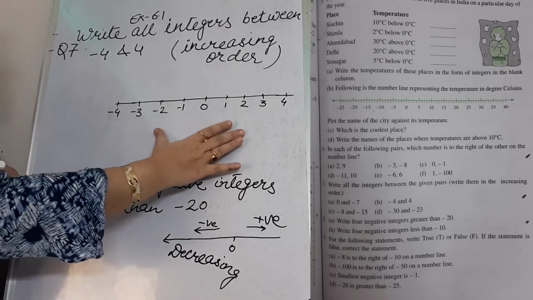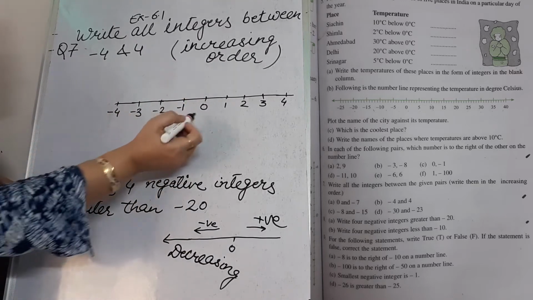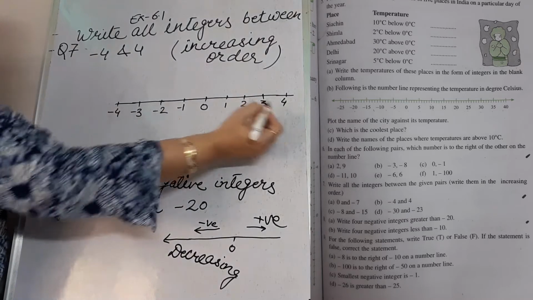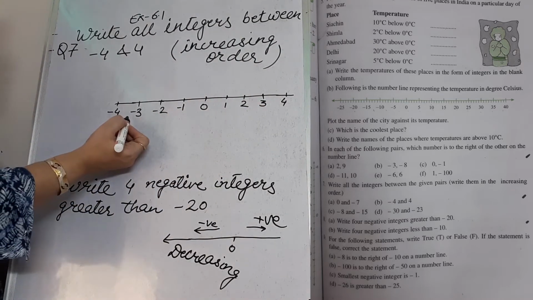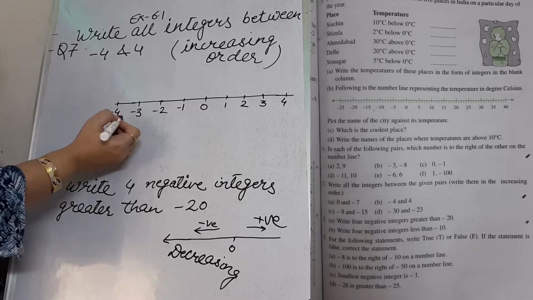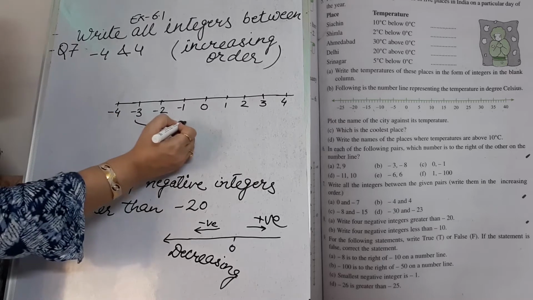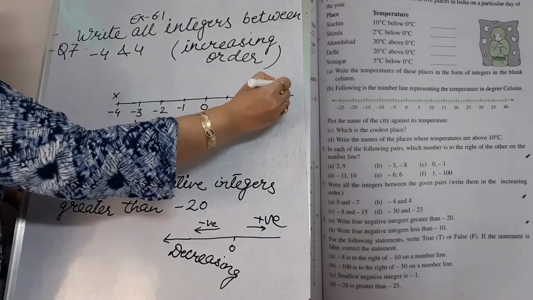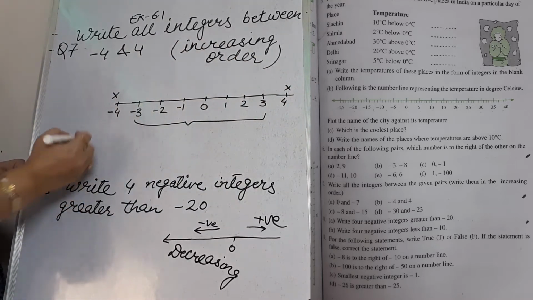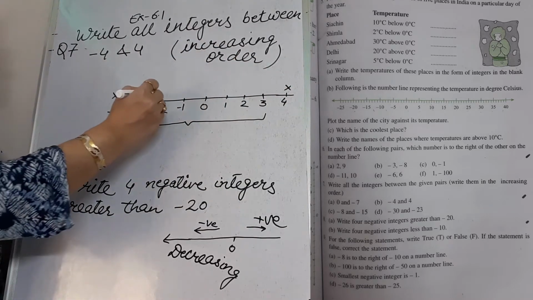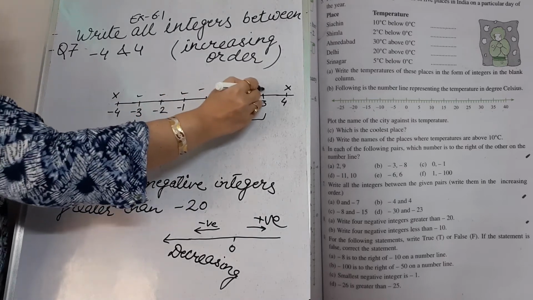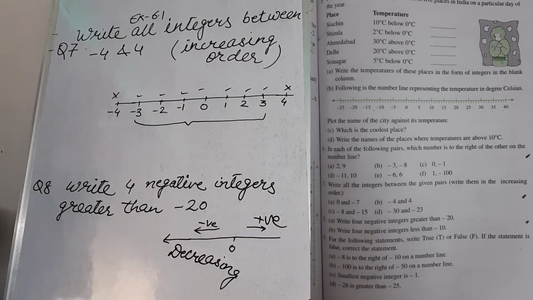So as you can see on the number line, I have marked 0 in between and positive numbers are on the right and negative numbers are on the left. So you can see how many integers are between -4 and 4. I will not include -4 and 4. So what would be the answer? Answer would be -3, -2, -1, 0, 1, 2 and 3. So it would be the answer.